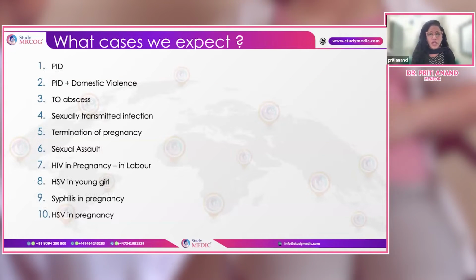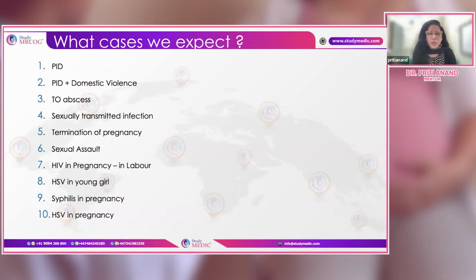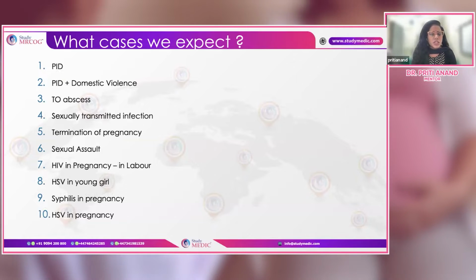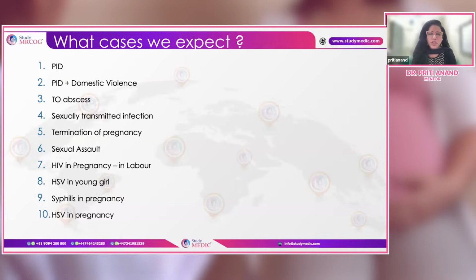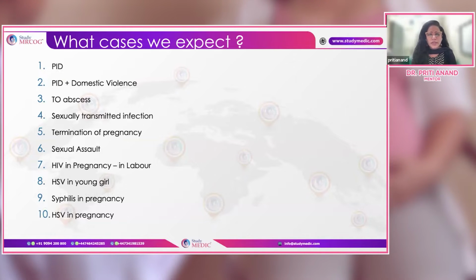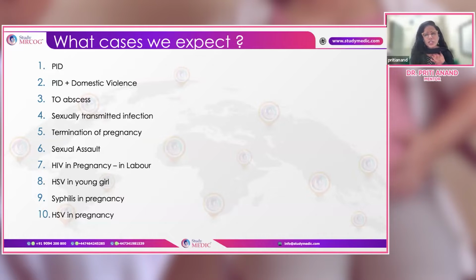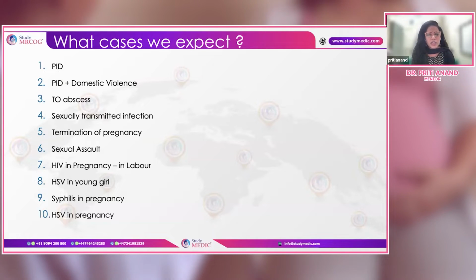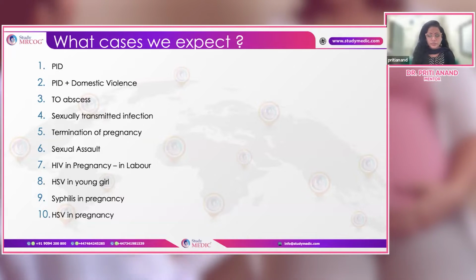What cases can we get with regard to infections? Sexually transmitted infections, PID with domestic violence, TO abscess, sexually transmitted infection, termination of pregnancy, sexual assault, HIV in pregnancy, HIV in labor, HSV in a young girl, HSV in adults, syphilis in pregnancy, HSV in pregnancy.